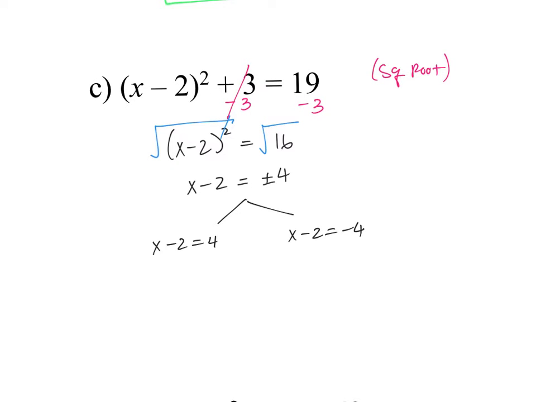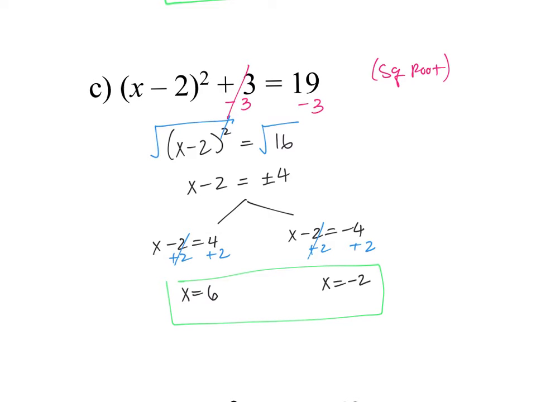And then they will start moving over the 2. So I'll add 2 to this side, I'll add 2 to the other side. So it looks like my x is going to be equal to 6, and x is going to be equal to -2 on this side, because -4 plus 2 is -2. So I have two solutions, x equals 6 and x equals -2.